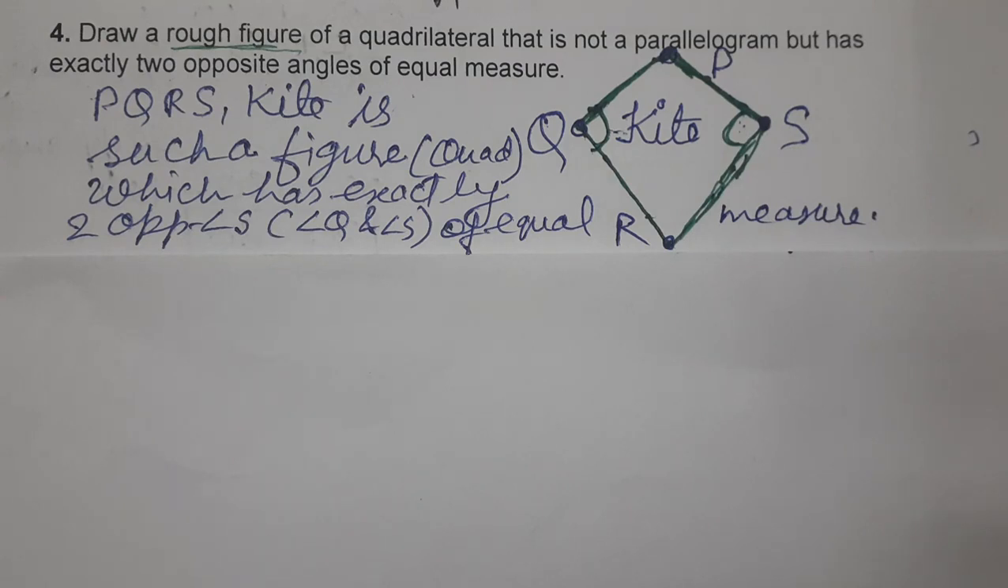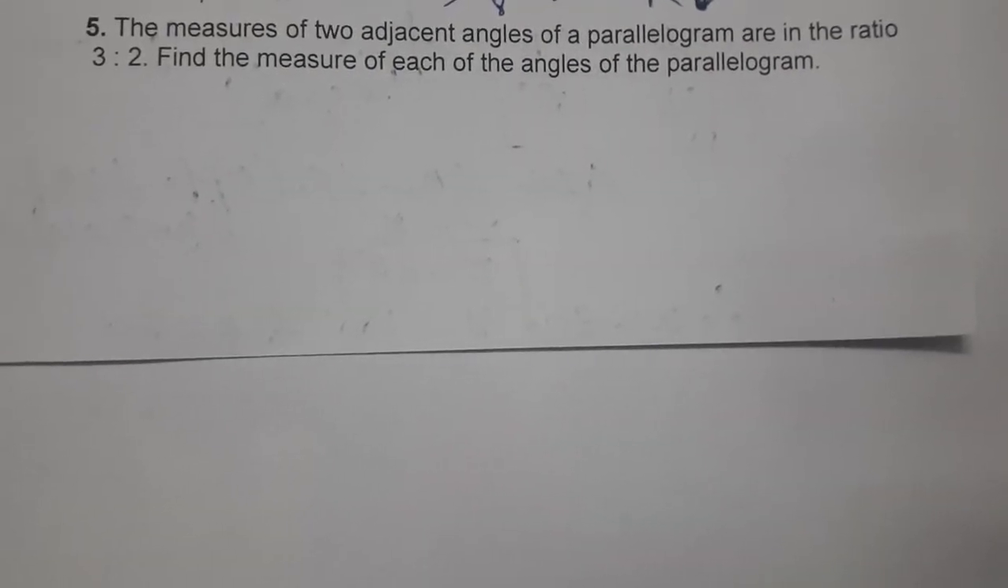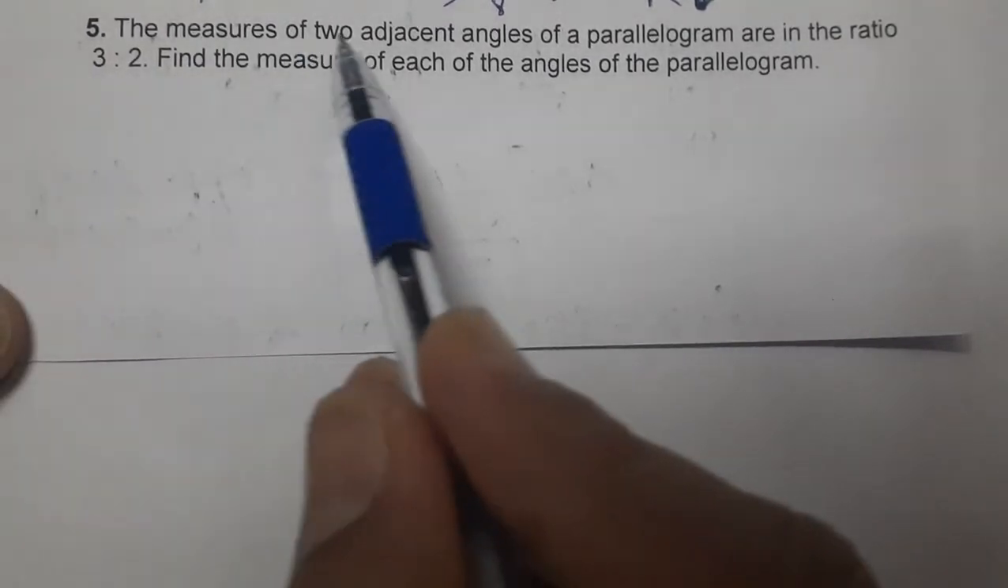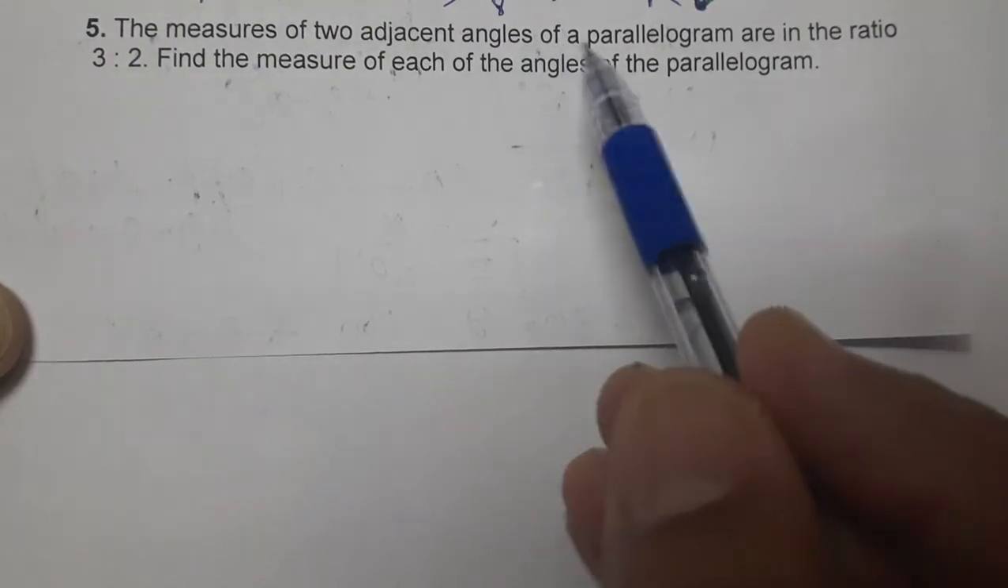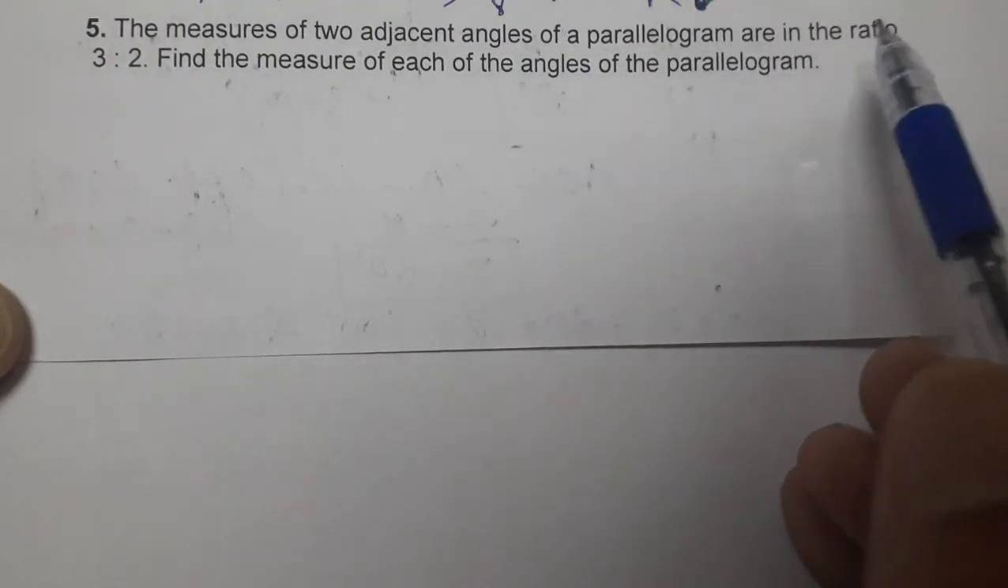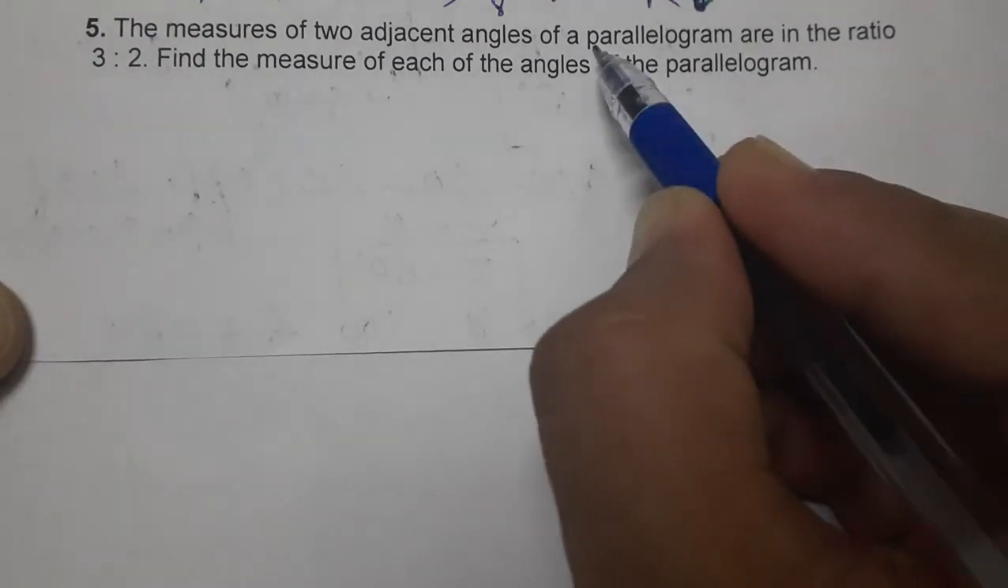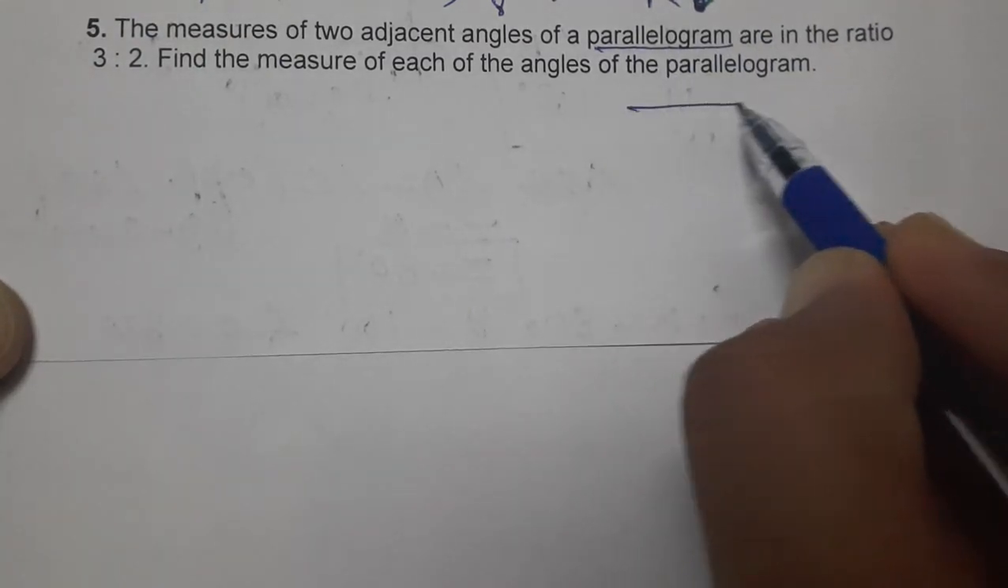Now question number 5. The measures of two adjacent angles of a parallelogram are in the ratio 3:2. This is one of the parallelograms given to us.